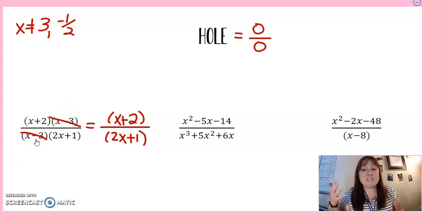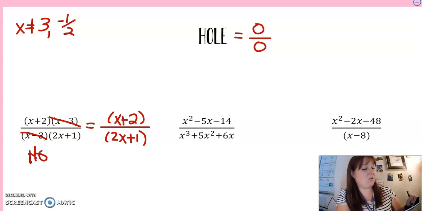And now I have a different function, right? This function and this function actually look the same. They actually behave exactly the same. The only difference is this one has a hole at 3 because of this factor right here that we can cancel out. So this one is going to graph just like this function, but it's going to have a hole at 3. So I know that this one has a hole at x equals 3.